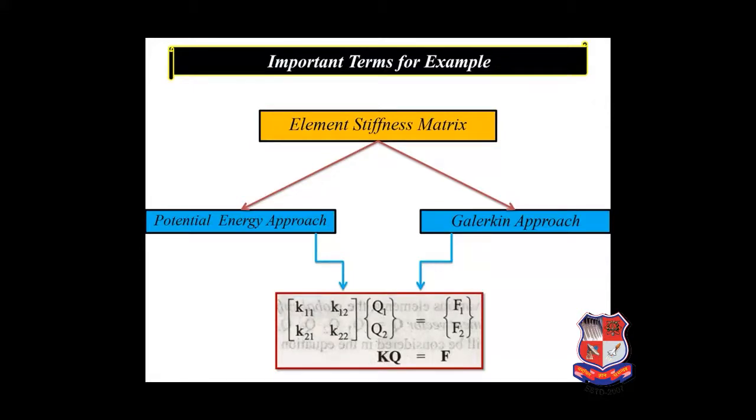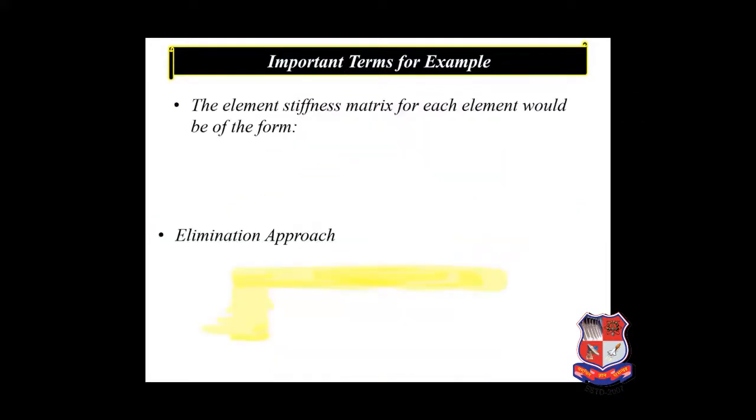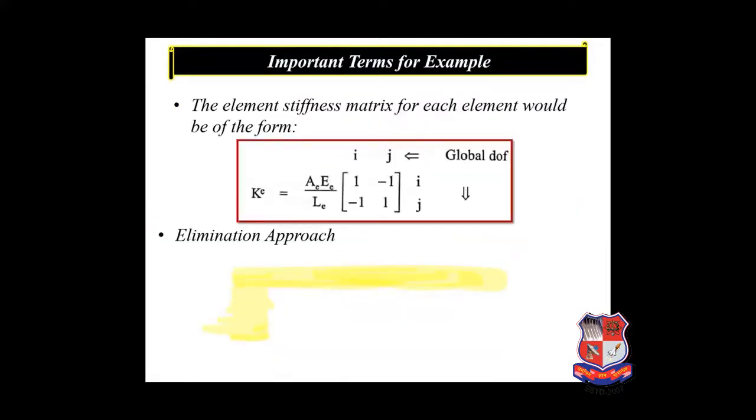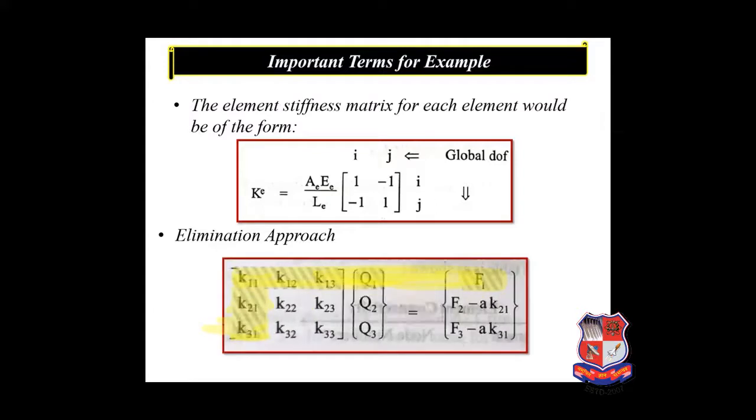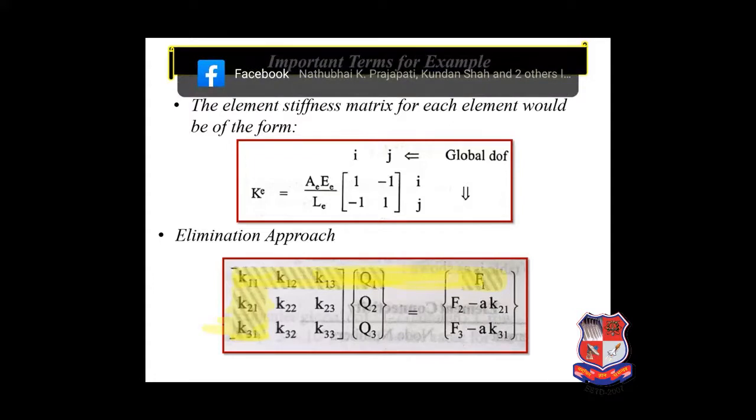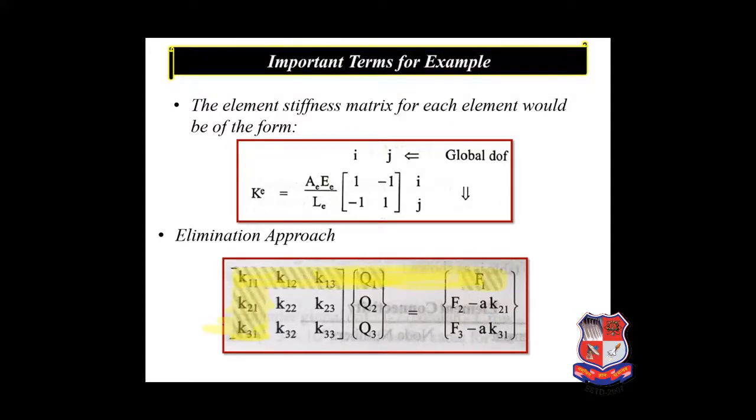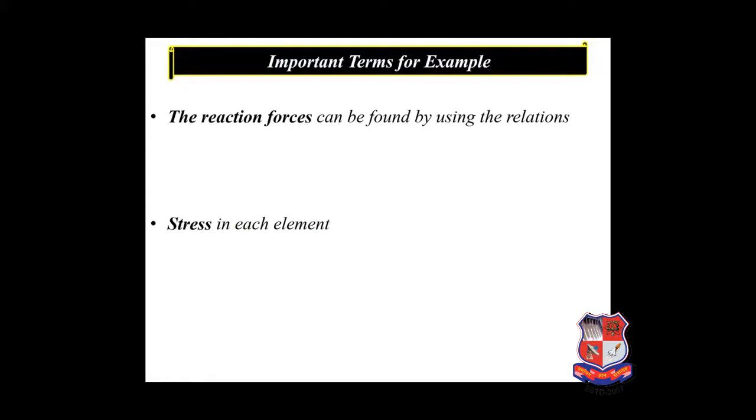So here two methods are there, the potential energy method and the Galerkin approach. Both approaches have one final conclusion, KQ is equal to F, where K is the stiffness matrix. Another thing we have to learn is the individual element stiffness, K is equal to AE upon L [1 -1; -1 1]. Here the global degrees of freedom we have to consider to find the global stiffness matrix, so the end to end element approach we have to consider. The element approach is also important for our example purpose.